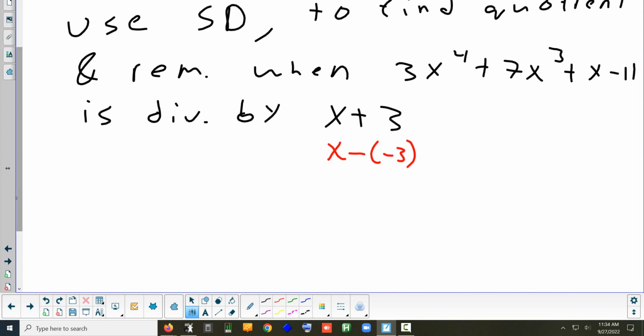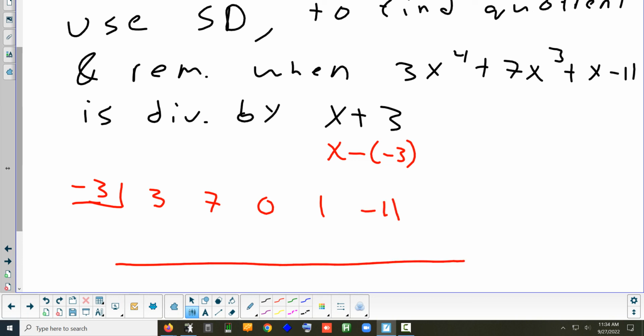So what number is going to go on the outside this time? Negative 3. And what about my coefficients? Right here. 3, 7, 0, 1, negative 11. Now, when this number is not a fraction, this is a very fast process. It does not take long to do this.